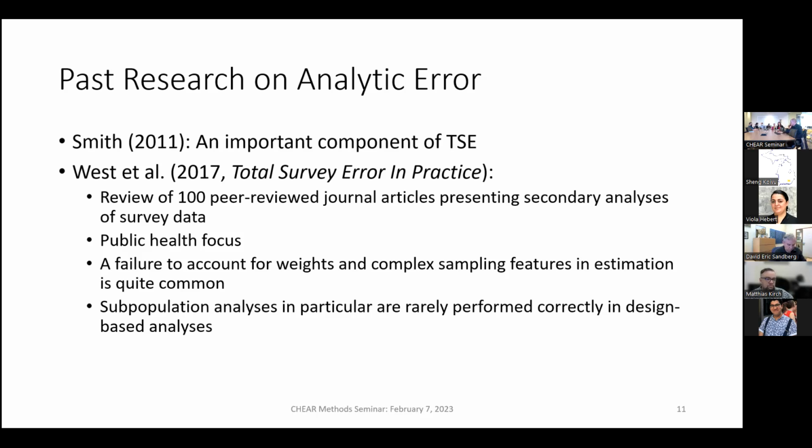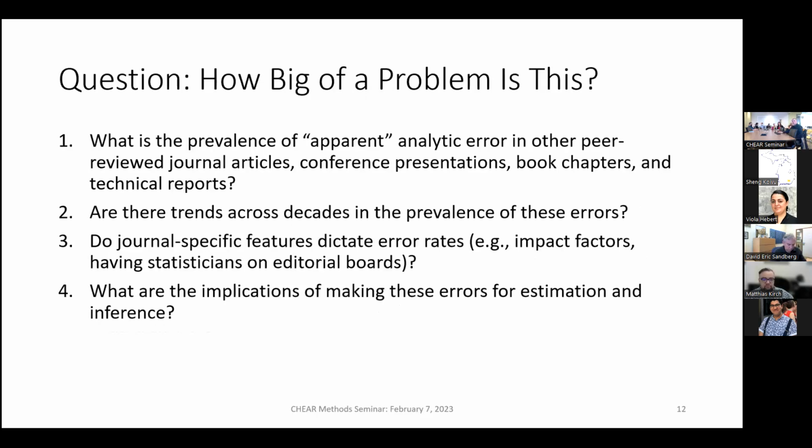Okay. So, of course, the natural question is, well, how big of a problem is analytic error? So how often does this happen and what are the implications? So really, what is the prevalence of this apparent analytic error in other peer-reviewed journal articles, conference presentations, book chapters, technical reports? Have there been trends across the decades in terms of prevalence of these errors? So are they becoming less common over time? Do journal-specific features dictate these error rates? So impact factors, having statisticians on the editorial boards, like how does that impact this? And then what are the implications of making these errors for estimation and inference?